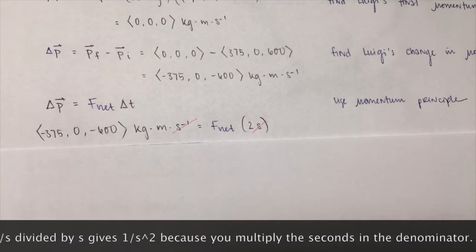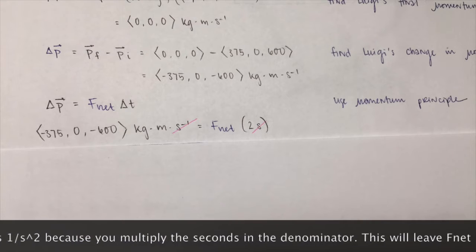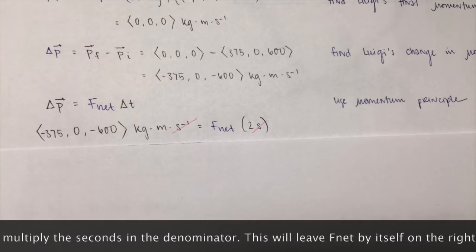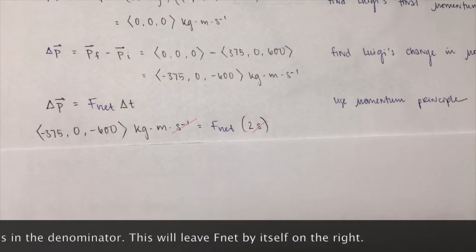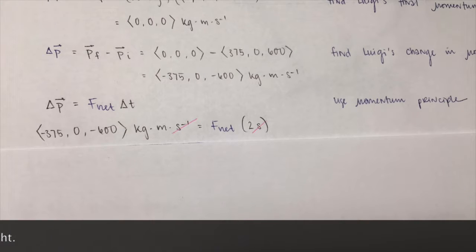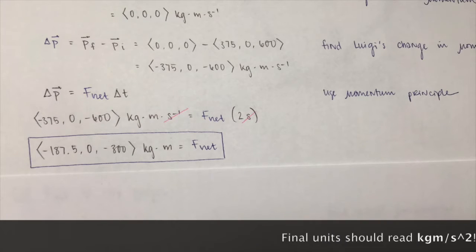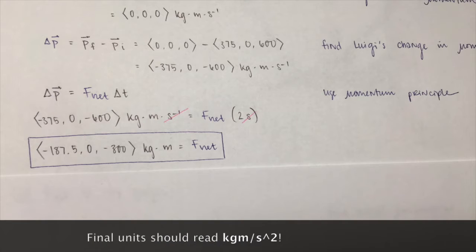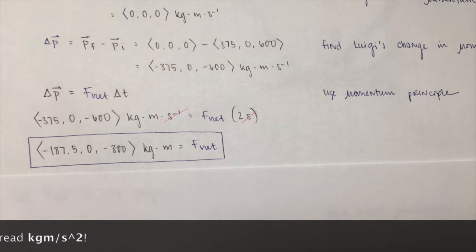It took Luigi 2 seconds to get from his initial velocity of 508 to his final velocity of 0, 0, 0. So now that we have all of our values plugged in, we can solve for F net by dividing both sides by 2 seconds. The seconds cancel out, and dividing each of the vector components by 2 gives us F net of negative 187.50, negative 300.